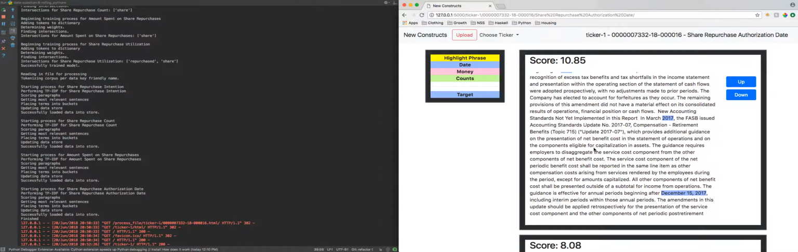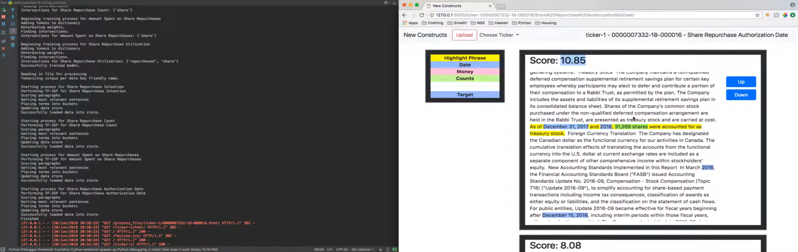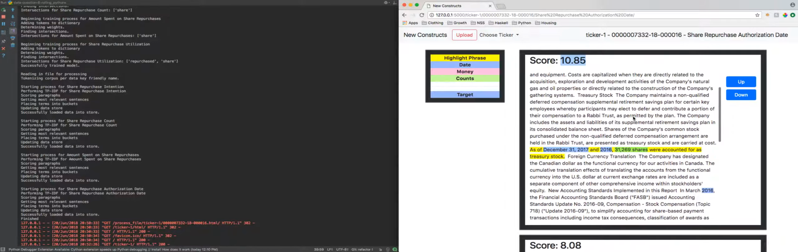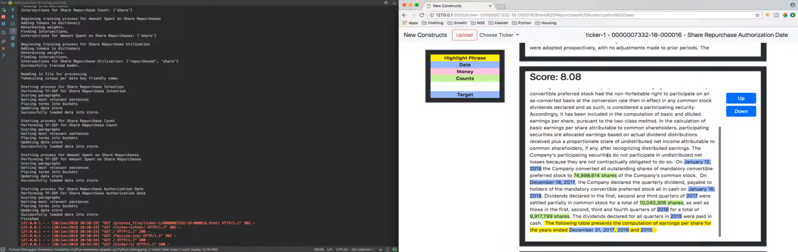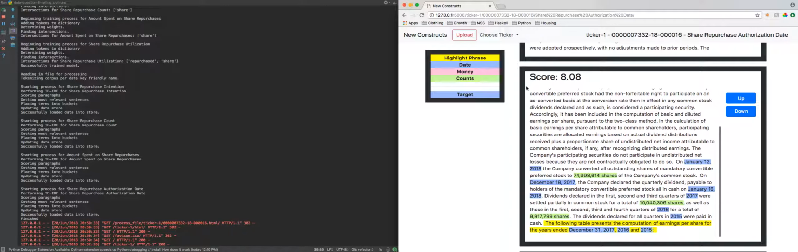This is a pretty relatively big sentence, so that's probably why the score is so high, but it's still pretty close. So we can look down here instead and say, okay, following table presents the computation of earnings per share for the years ending these 3 years. So you can do that. Notice that you have money associated with money, you have the highlighted phrase right here, you have counts associated with counts, or the number. This can be either count like this or millions or whatever.